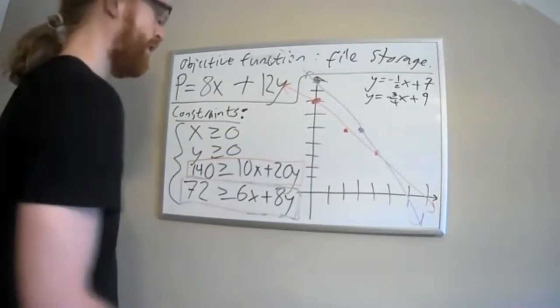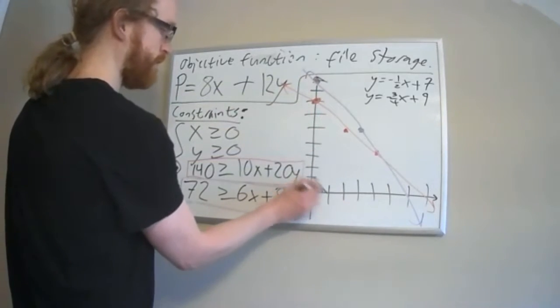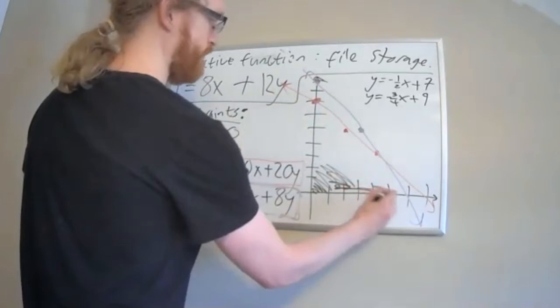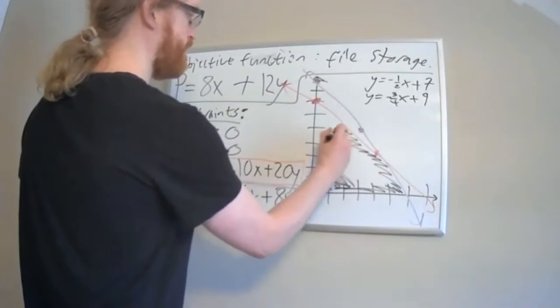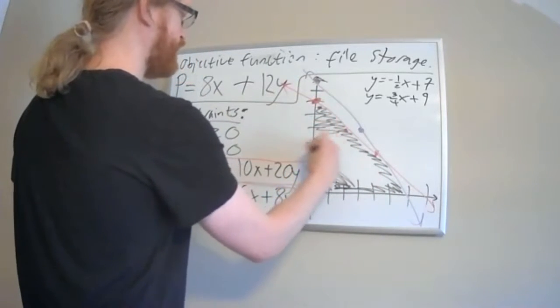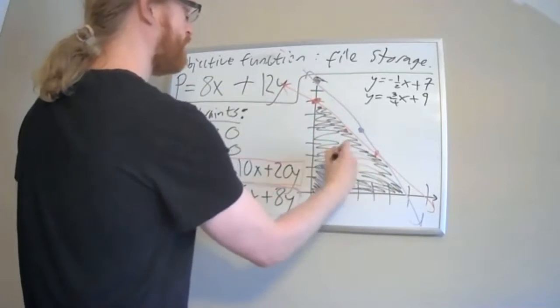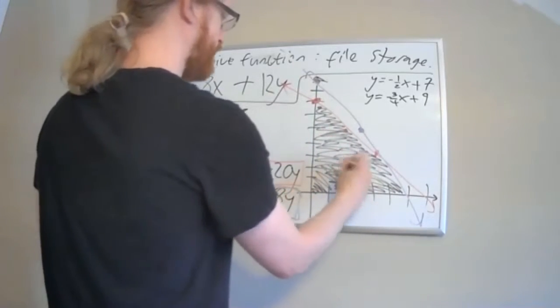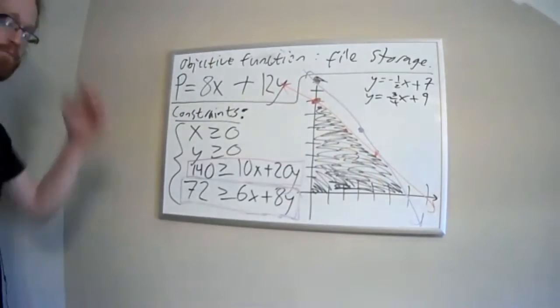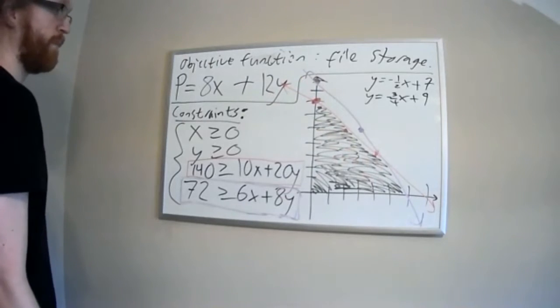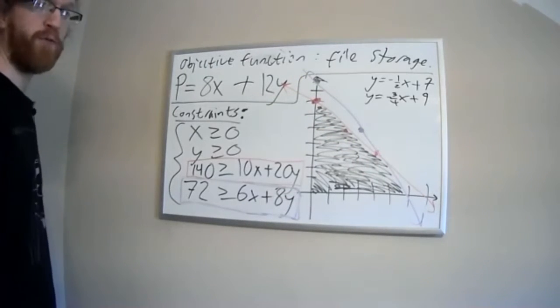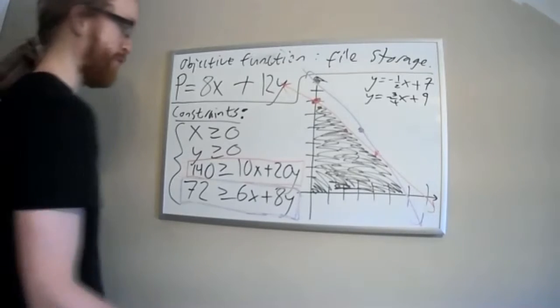Above the x-axis. So it looks like this is my feasible set. It's all this stuff down here. If you were to check where all the shadings overlap, it should overlap here. So there's my feasible set. And now that I have my feasible set, we just look for corner points. So where are my corner points?